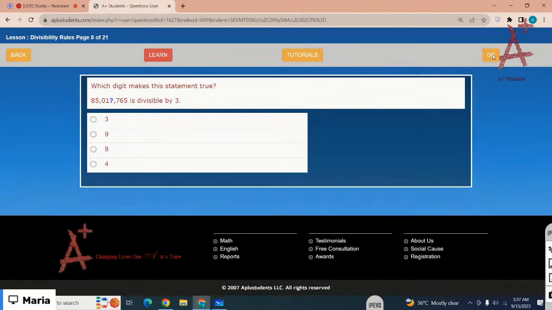Which digit makes the statement true? The number is divisible by 3. That means the sum of all these numbers must be divisible by 3. Let's just add and see which is the missing number. Just add the rest of the numbers: 8 plus 5 plus 0 plus 1 plus 7 plus 6 plus 5.